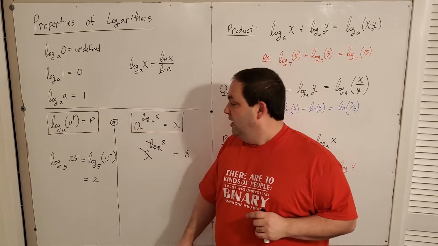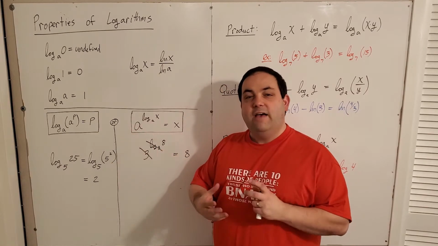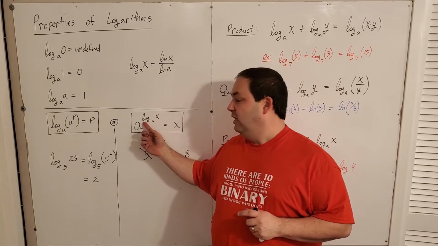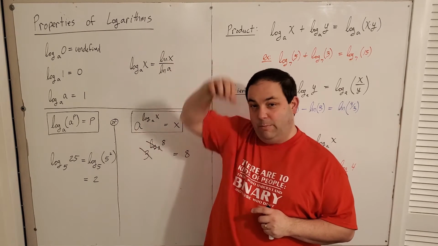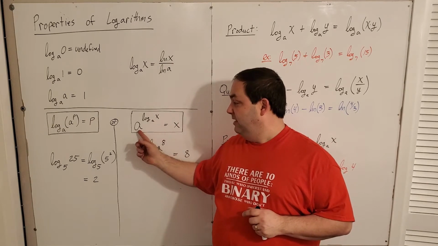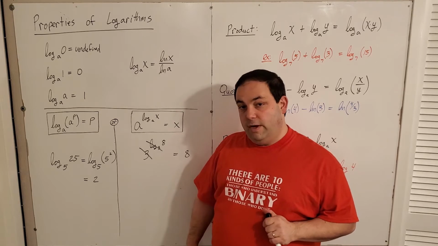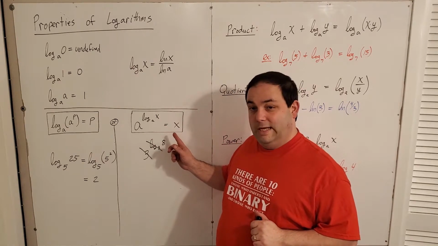Vice versa, if I were to enact a base and have that base raised to a power that is a logarithm of the same base, right? The logarithm is in the power and its base is the same as the big base. Those also are inverse operations that would wipe out, leaving just the argument of the logarithm behind.